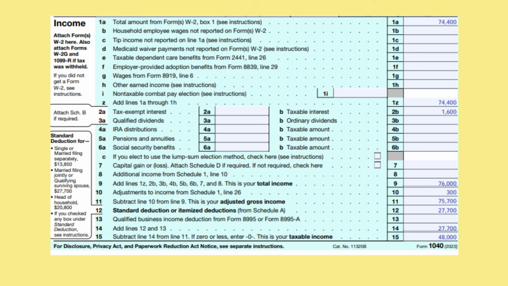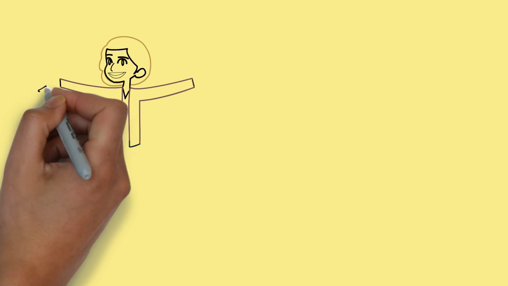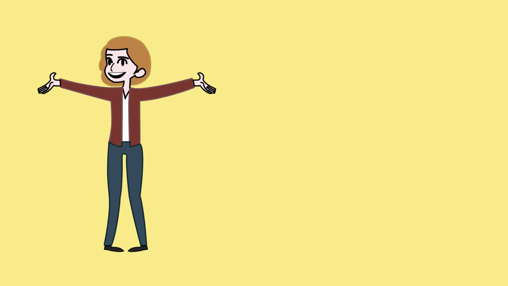If you are taking the earned income credit, you may elect to include non-taxable combat pay in your calculation because this might arrive at a higher earned income credit for you. If you elect to do this, report your non-taxable combat pay on line 1I. This wraps it up for all the lines on the 23 Form 1040.